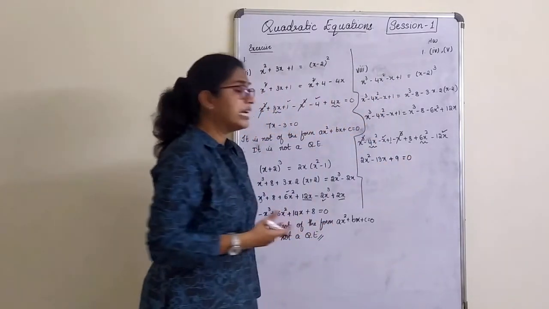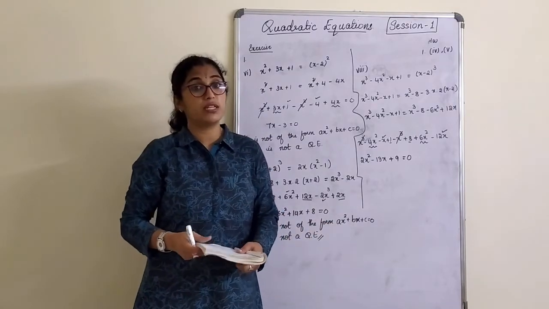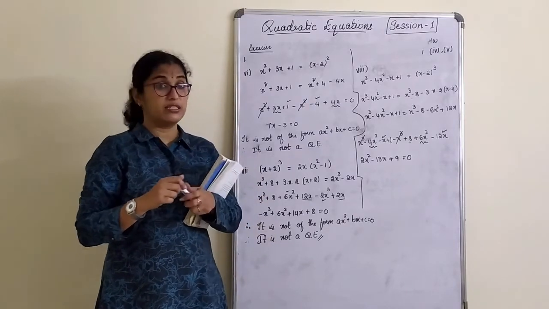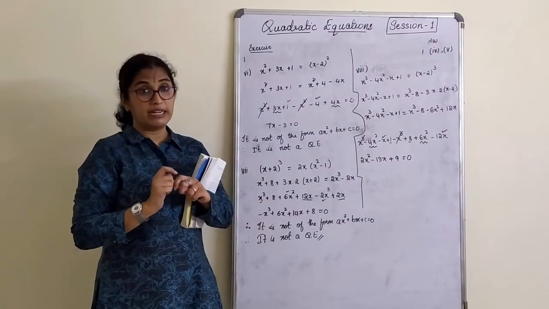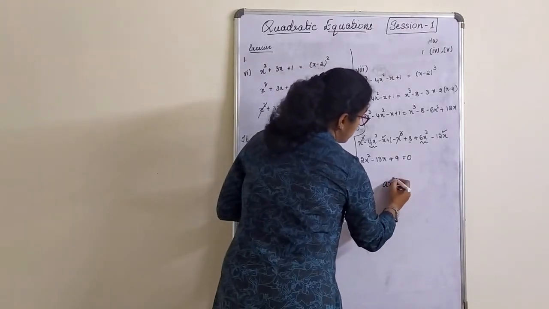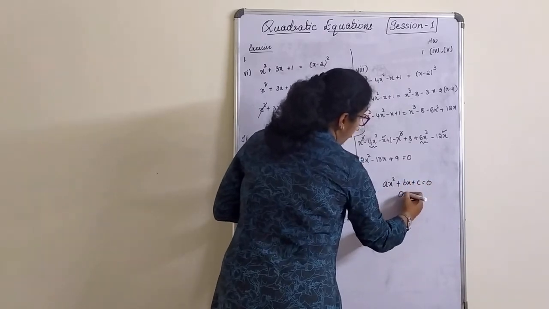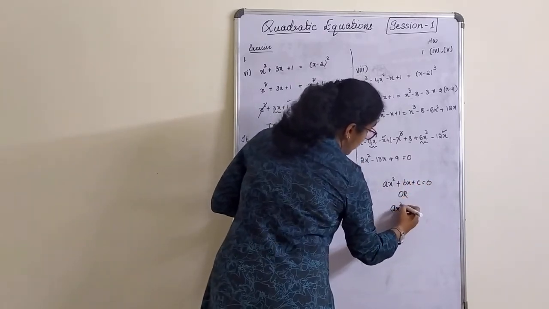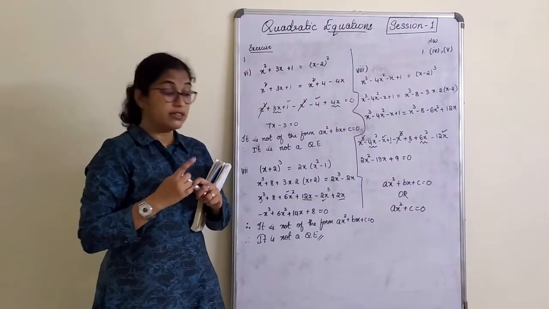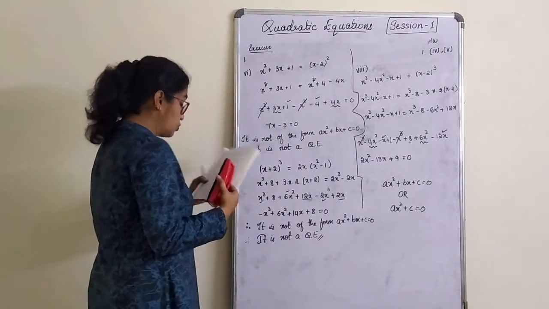What will be the conclusion? It is of the form ax square plus bx plus c is equal to 0. Therefore, it is a quadratic equation. Now, did you understand how to identify a quadratic equation? It has to be in the form of ax square plus bx plus c is equal to 0, or ax square plus c is equal to 0. Only then it is a quadratic equation. We'll quickly start with the next one.